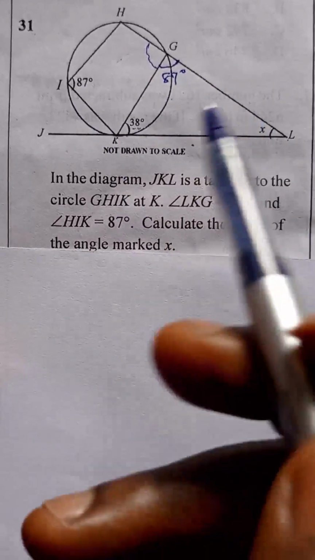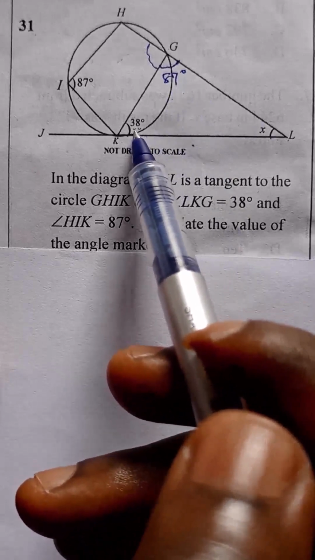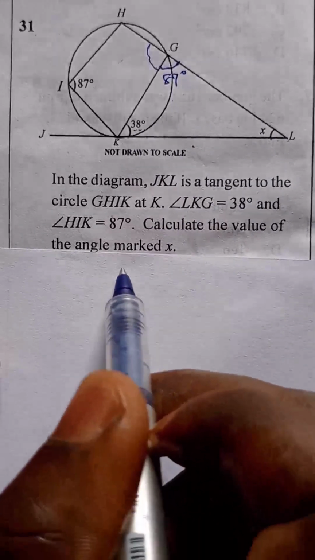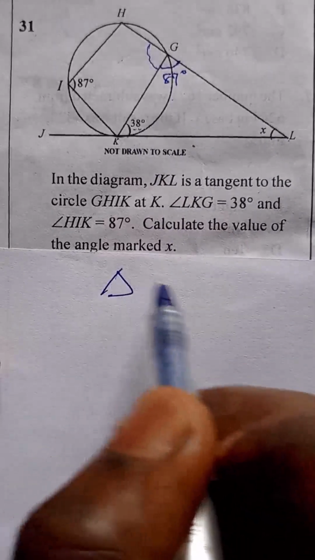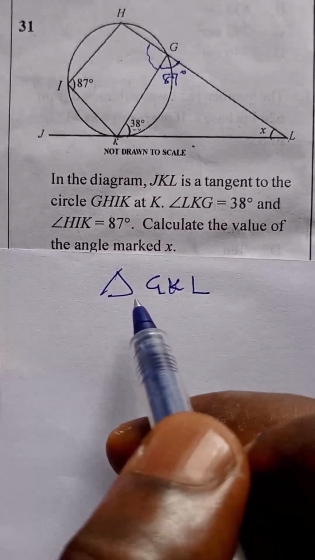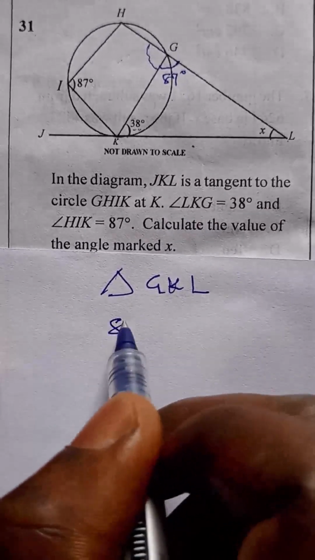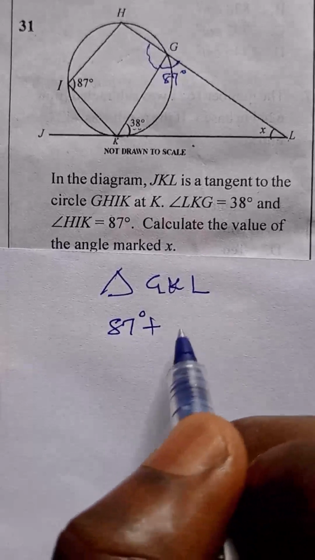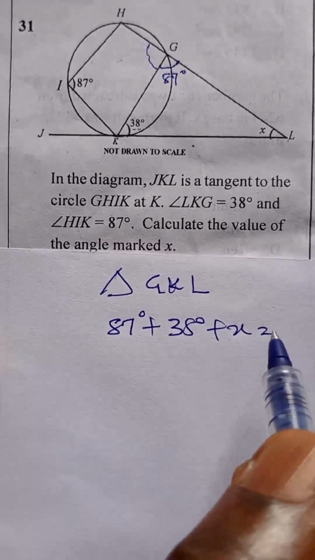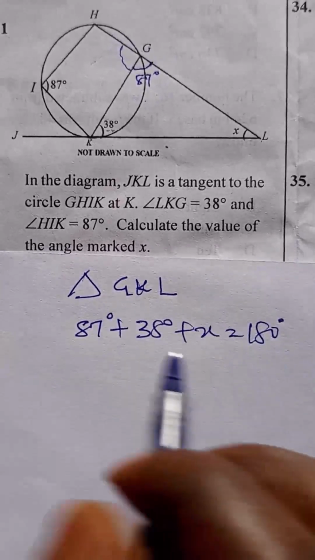So let's continue. Now that we know that this is 87 degrees, and this is given to be equal to 38 degrees, and we need to find this X. So you just have to consider triangle GKL. When you consider triangle GKL, you see that angle G is 87 degrees plus what is K, that is 38 degrees, and what is L, that is X that we are looking for. So their sum will be equal to 180 degrees, the sum of the angles in the triangle.